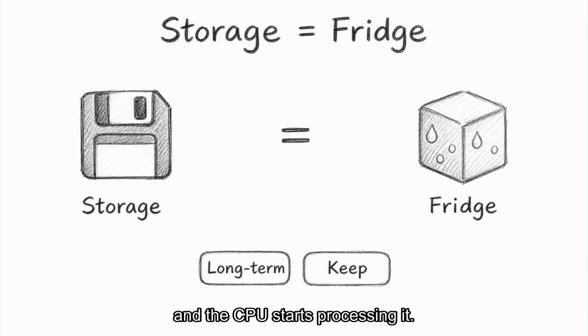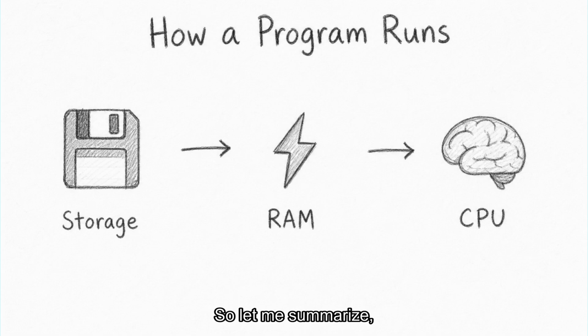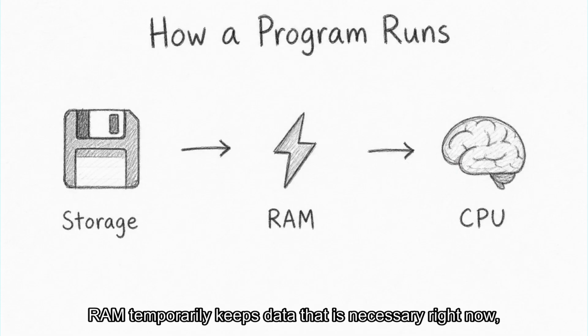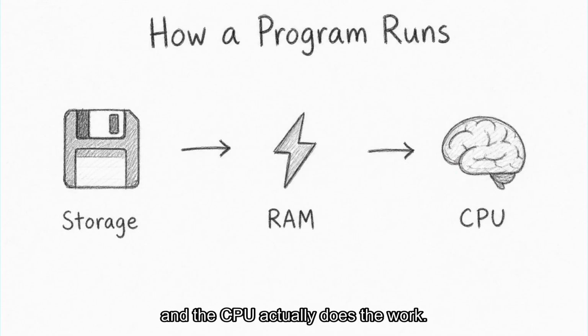processing it. So let me summarize. Storage keeps data for a long time. RAM temporarily keeps data that is necessary right now, and the CPU actually does the work.